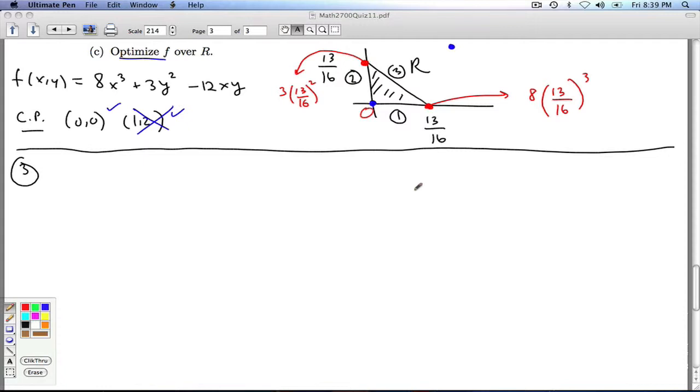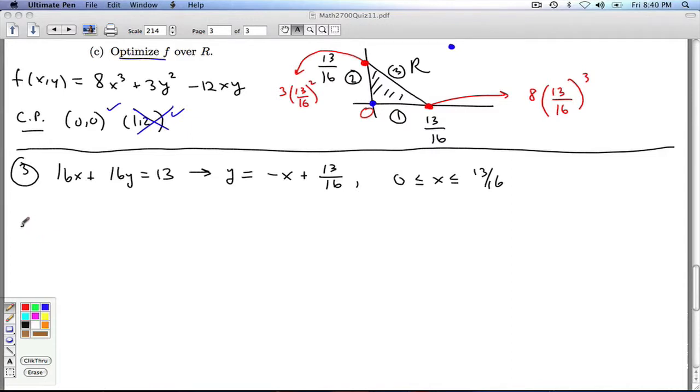All right, finally we're on boundary 3. Boundary 3 was the equation 16x plus 16y equals 13. We usually solve for x or y, the easier of the two. There's really no preference here. We'll go ahead and solve for y. Divide through by 16, subtract the x over. You get the opposite of x plus 13 sixteenths. And once again, this is good for x between 0 and 13 sixteenths.